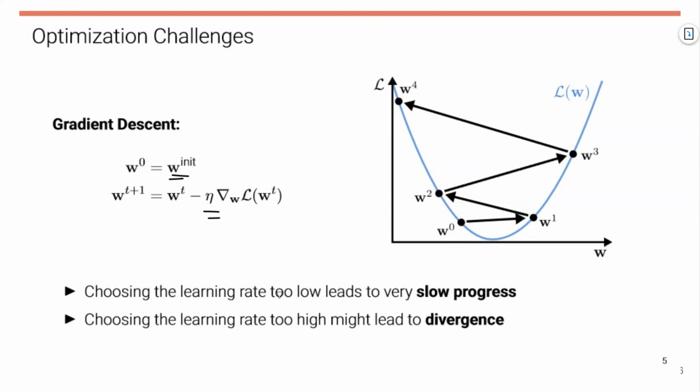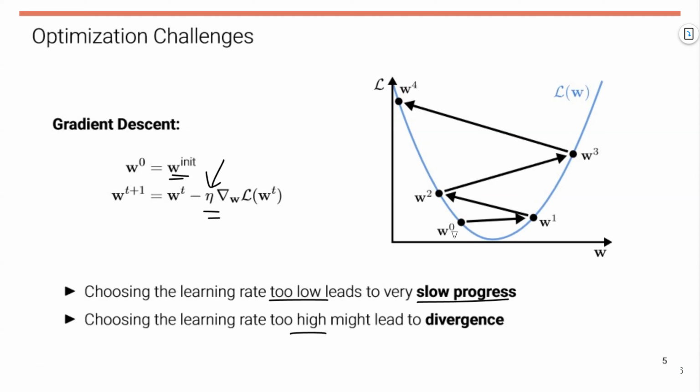Choosing the learning rate too low leads to very slow progress. This is straightforward, intuitive. If you set this learning rate very low, then the amount of update is very low, meaning that it takes much longer time to update our weight. On the other hand, if you choose the learning rate too high, then it might lead to divergence.